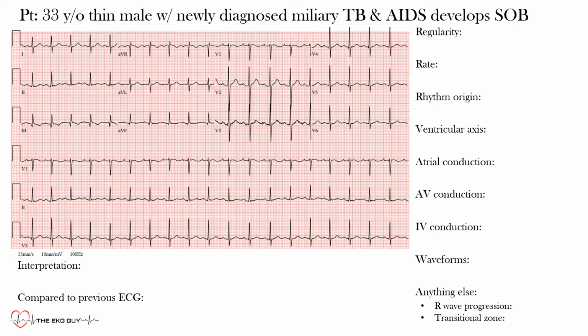This week's case is a 33-year-old thin male with newly diagnosed miliary TB and AIDS that developed shortness of breath. His EKG is shown here.